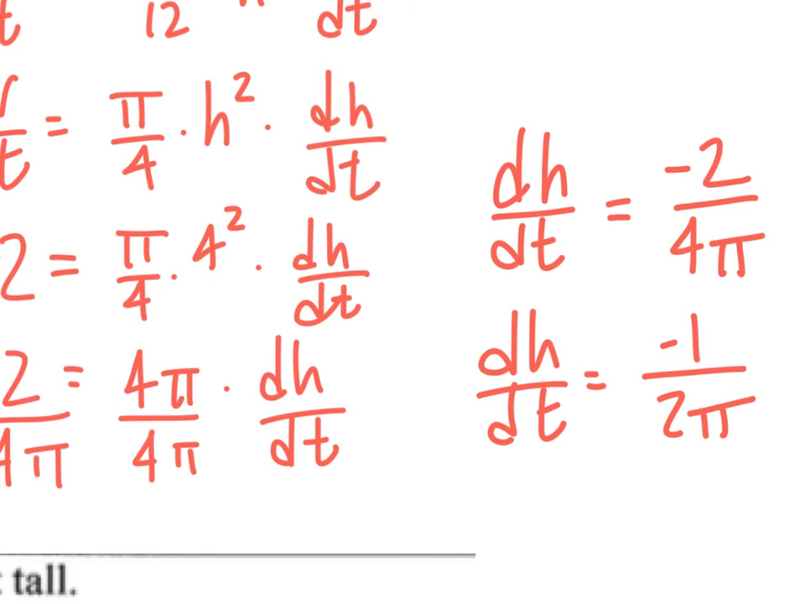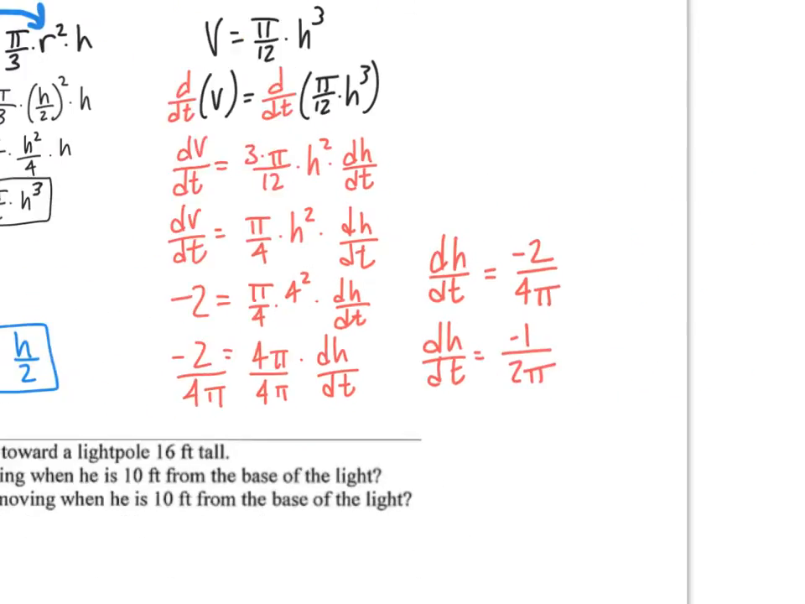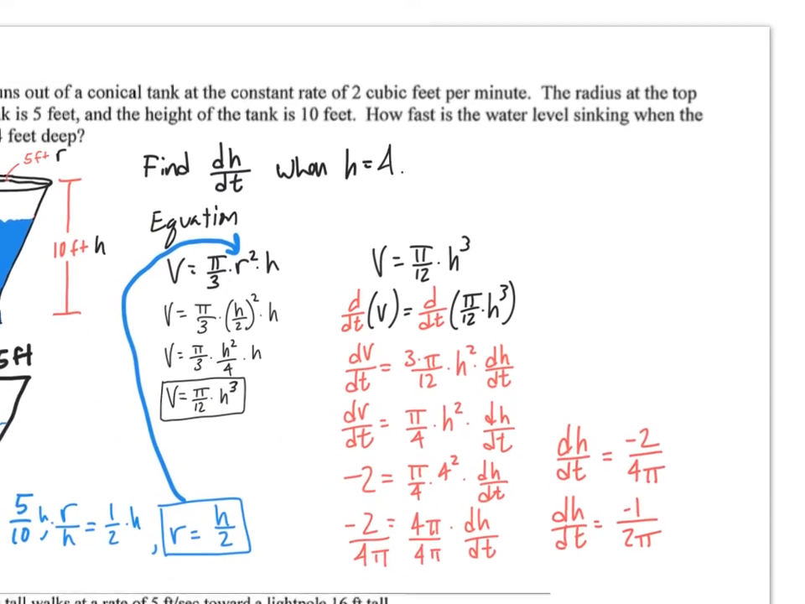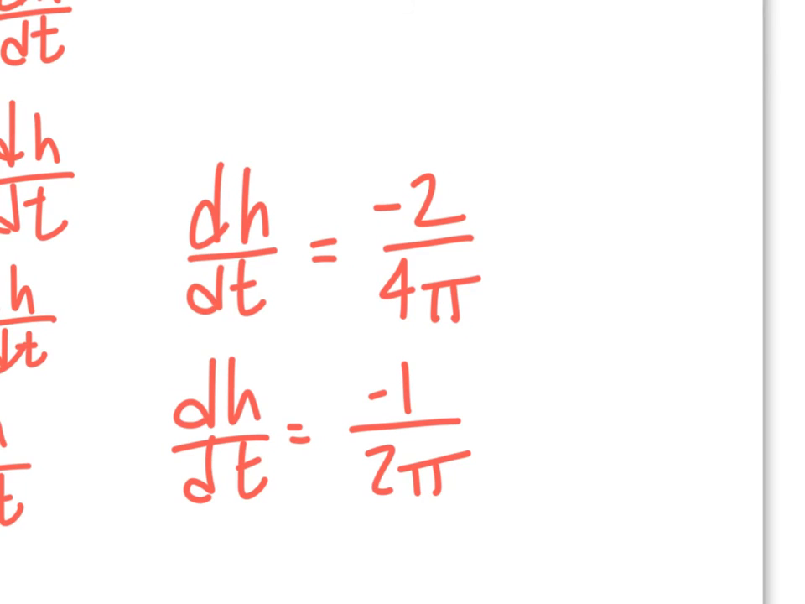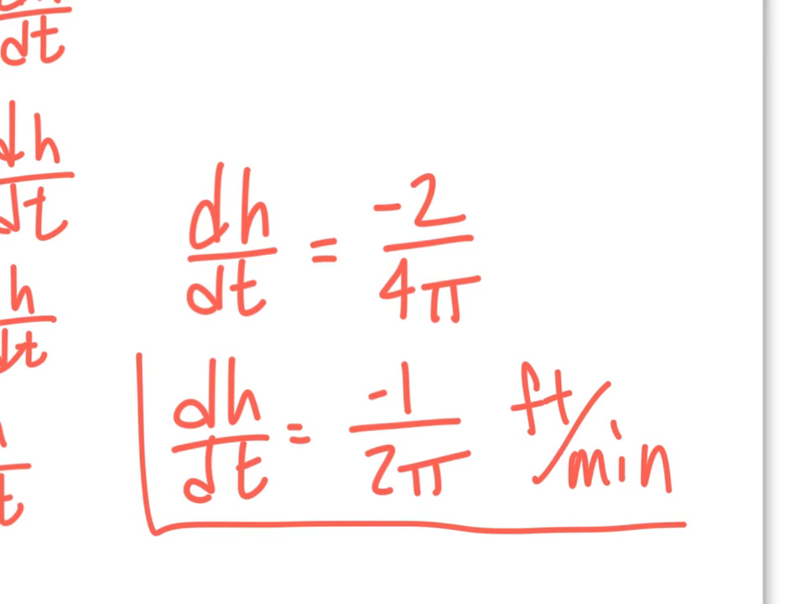We have to remember what we're dealing with here, feet per minute. So the height goes down at a rate of -1 over 2 pi feet per minute. You could find a decimal for this, but we could leave it as a fraction. Remember, fractions are our friends.